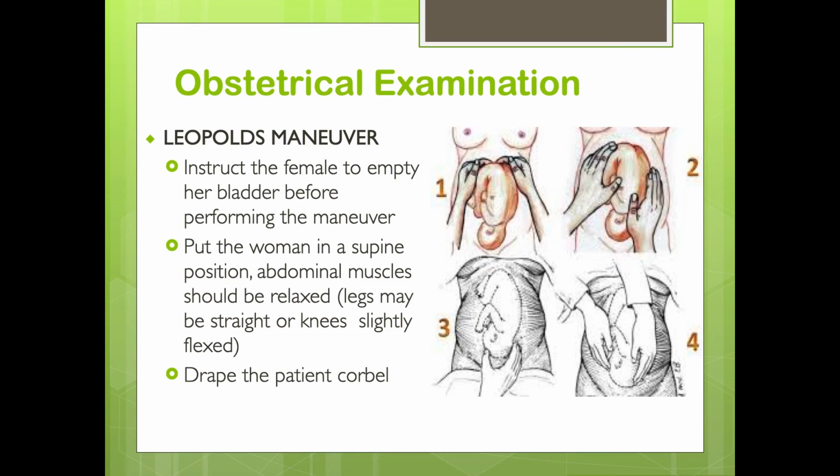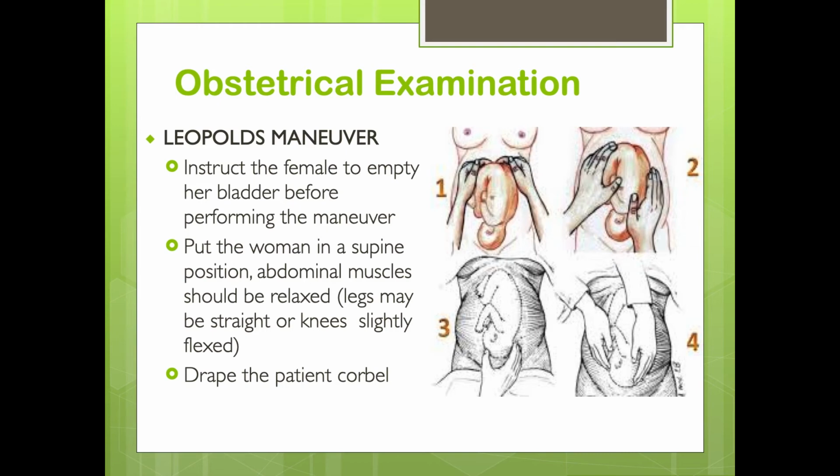Let's now go to Leopold's maneuver. Leopold's maneuver is determining the orientation of the fetus through abdominal palpation. We have discussed this early on. Instruct the patient to empty her bladder before performing the maneuver, and the woman is in a supine position with abdominal muscles relaxed.